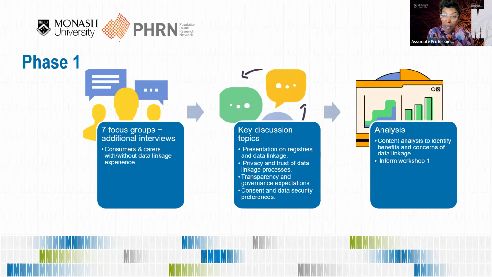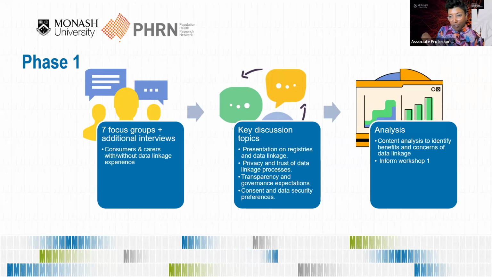We have two main phases, and so in phase one, which we are about to kick off, so get your phones ready because there will be a QR code for those of you who may be interested in participating in this. We're going to have 7 focus groups and also any interviews, if that is preference, with consumers and carers with and without data linkage experience, maybe on registries, general community members, to understand a little bit more about what they think about this process.